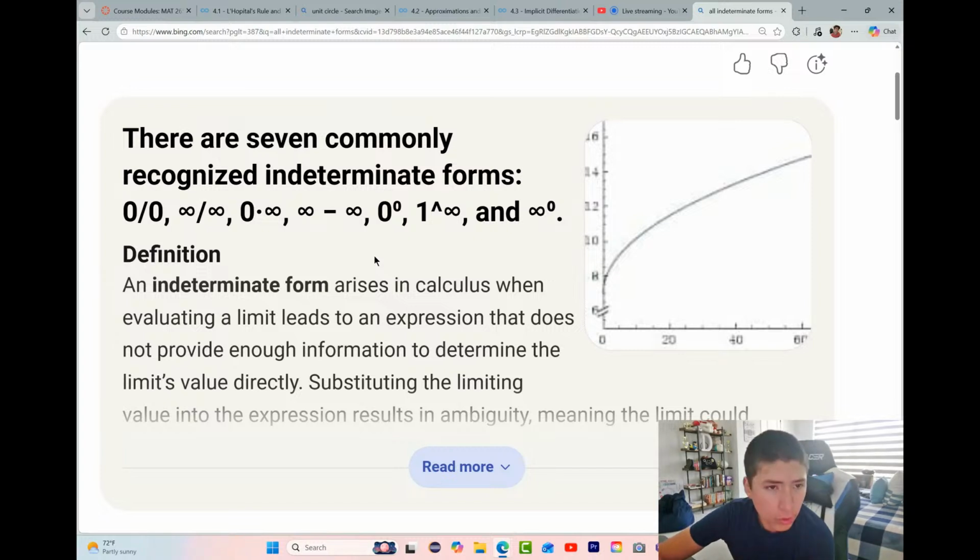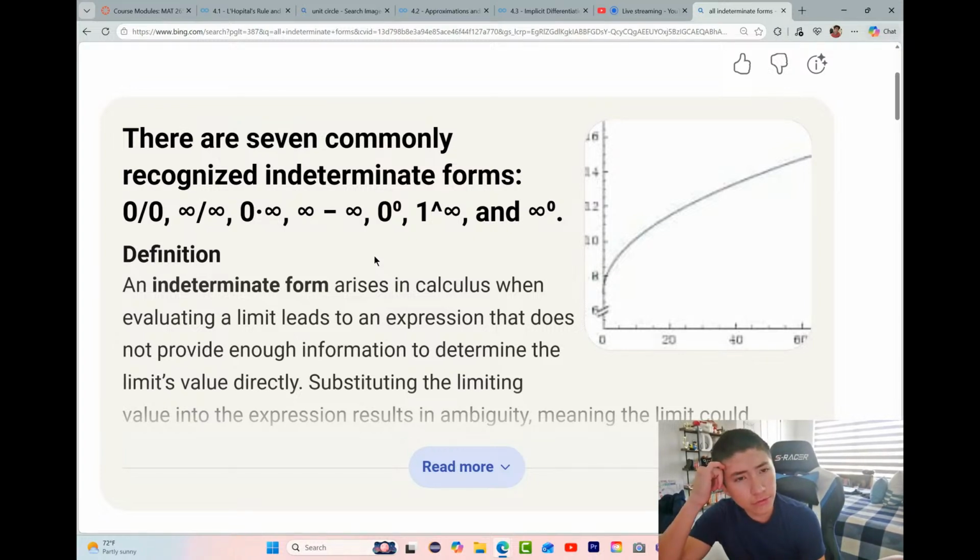So we have 0 over 0, infinity over infinity, 0 times infinity, infinity minus infinity, 0 to the 0, 1 to the infinity, infinity to the 0.